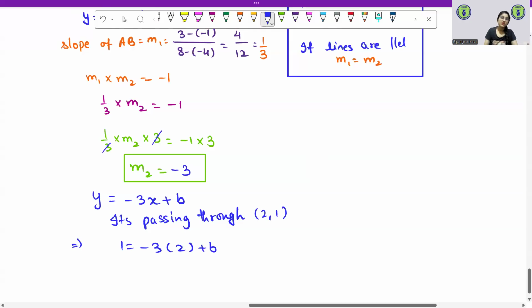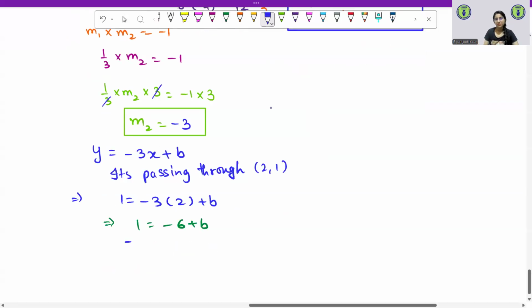And what is the first thing that we will do to solve this equation? You combine like terms. Yeah, what are the like terms here? Minus 3 and 2, multiplication, okay? We got a negative 6, and then add 6 to both sides. So what is the value of b we are getting? 7. We got the value of b.